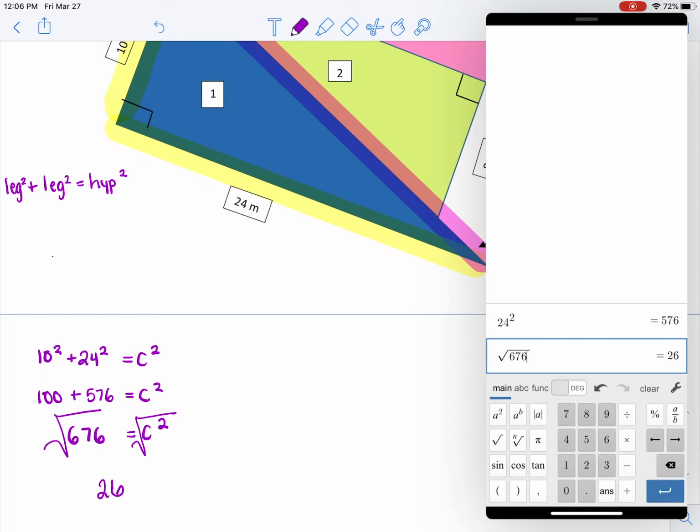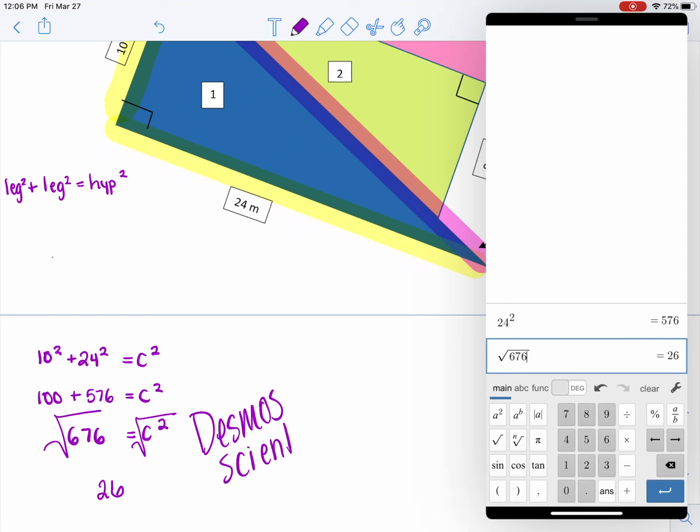This calculator that I'm using is the Desmos scientific calculator. You can download it as an app on your phone. It's free and super easy to use. Or you can just use it online. You don't even have to download an app. Desmos scientific calculator.